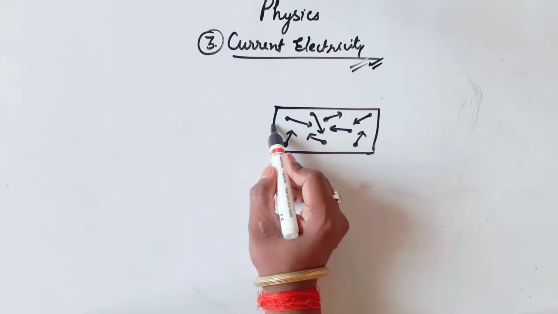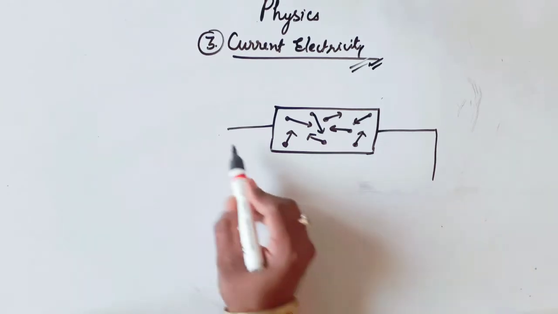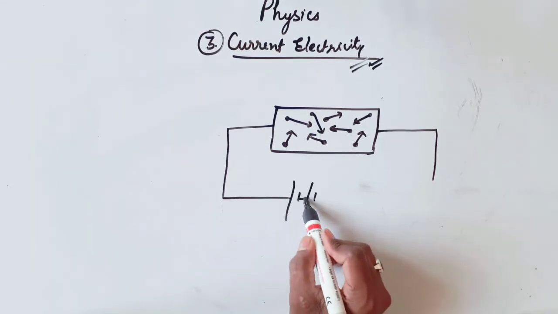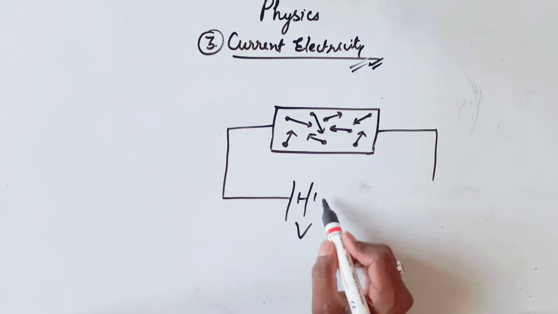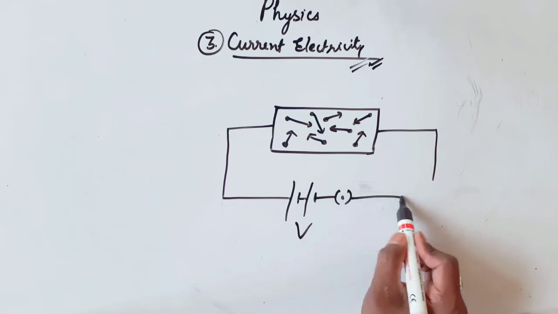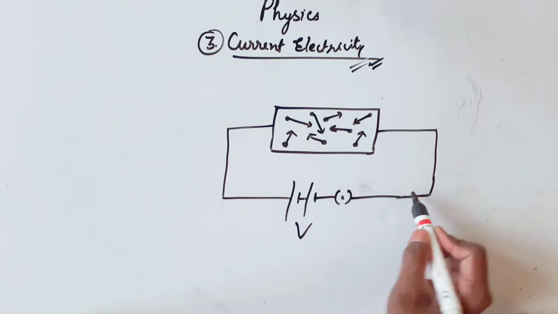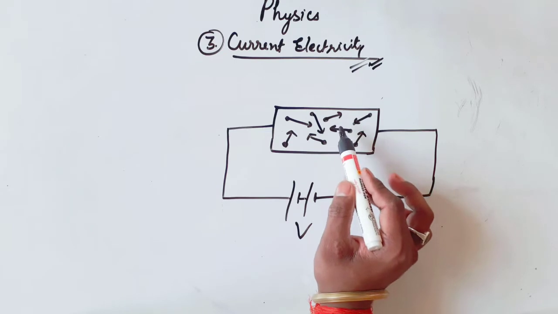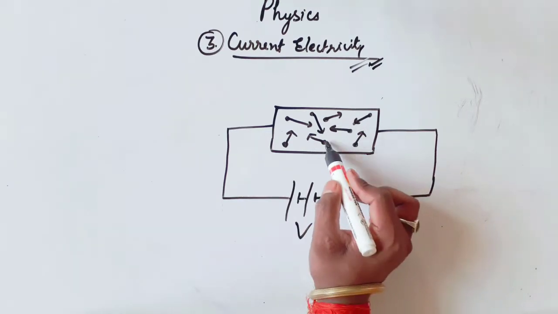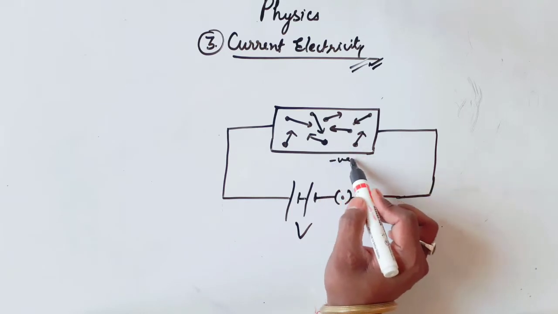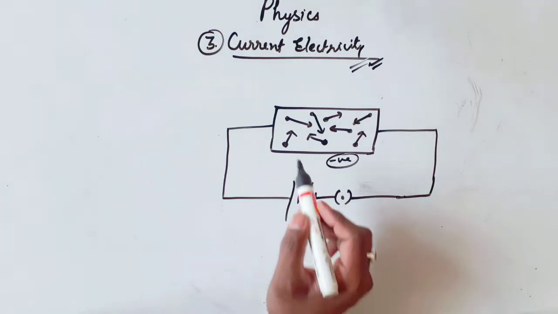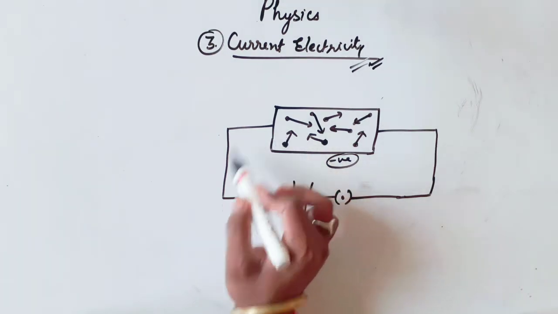And when we apply some potential difference on it, let us connect it with a source. Let here it be a battery having potential difference V, and a switch. When we switch on this circuit, each and every free electron will start to move towards a particular direction. As we know, electrons are negatively charged particles, and they will move towards the positive terminal.